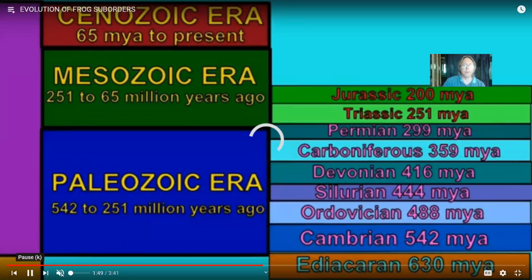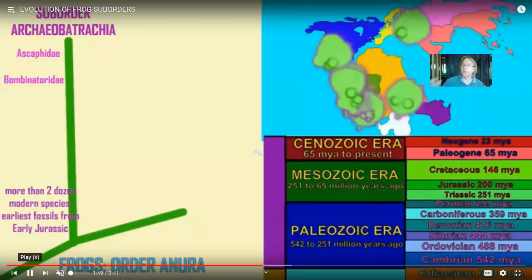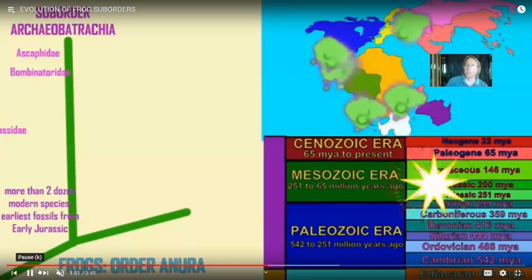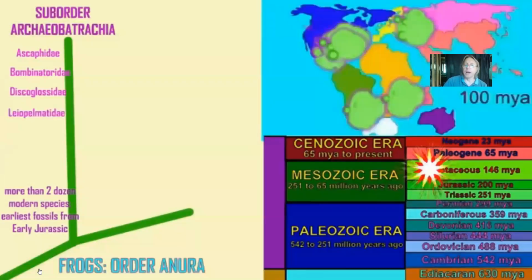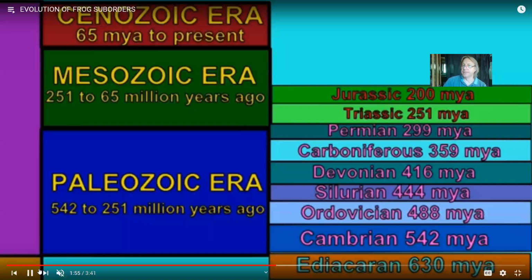Where do modern frogs come from? Well, modern frogs form what's called an order, Anura, which means without tail. And we can break that into suborders. One of the suborders seems to be the oldest, and fossils go back to the early Jurassic. So this suborder is known as the Archaeobatrachia. And there are a couple of these frogs still alive today.